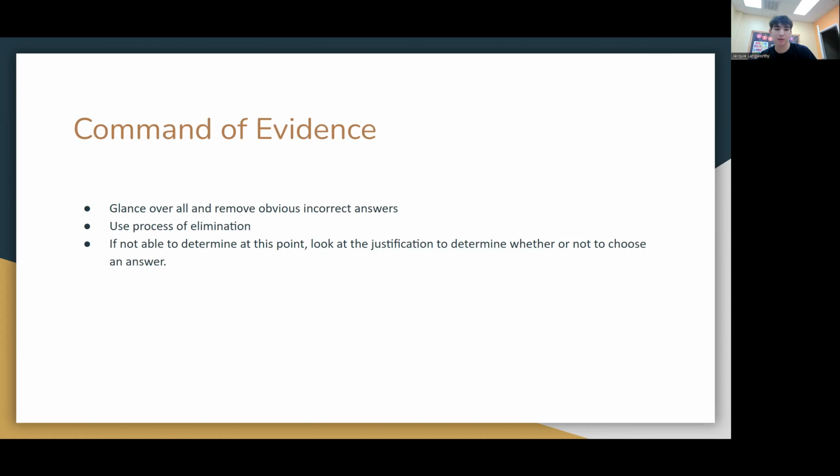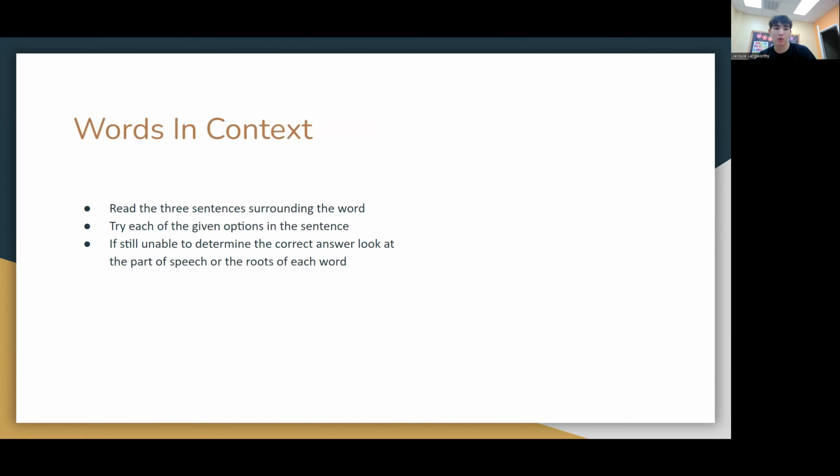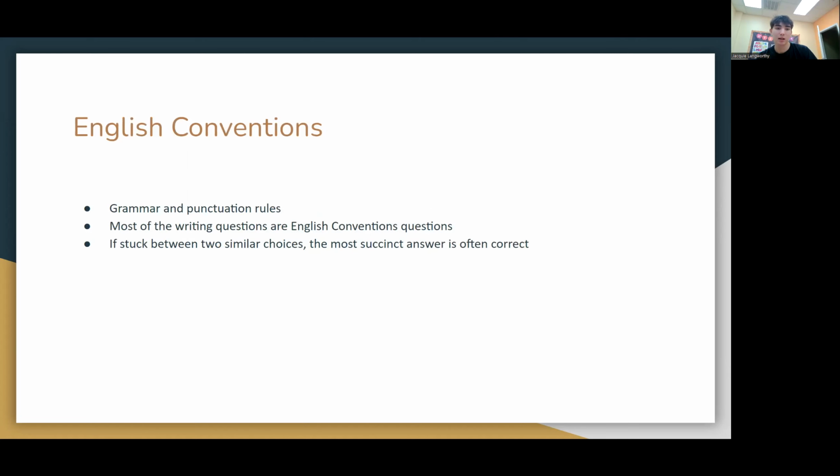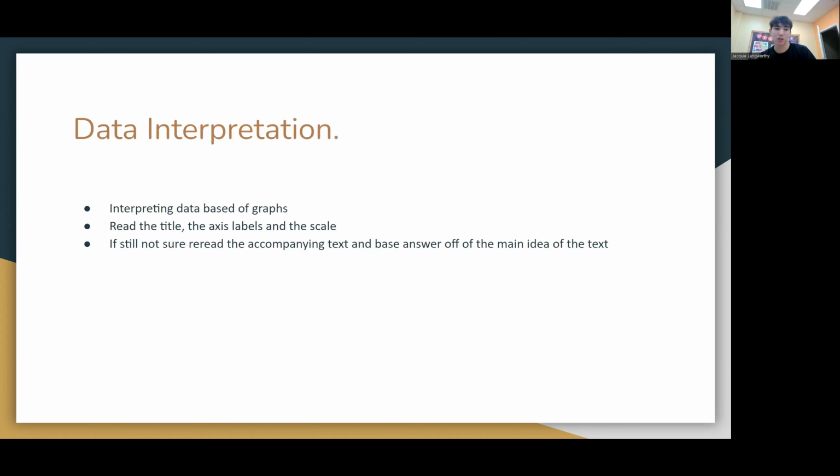Simple tips for command of evidence. You really just use process of elimination to prove the question. Words in context, you just read the sentences a couple times, try them all till they fit. Expression of ideas, it's going to be rearranging to express an idea better. For this one, you do need to read the preceding sentences to answer. English conventions, that's just grammar. We just went over that. Data interpretation, make sure to check the title, the axis, and the scale. If you're not sure, reread the accompanying text and base it off the main idea of that.